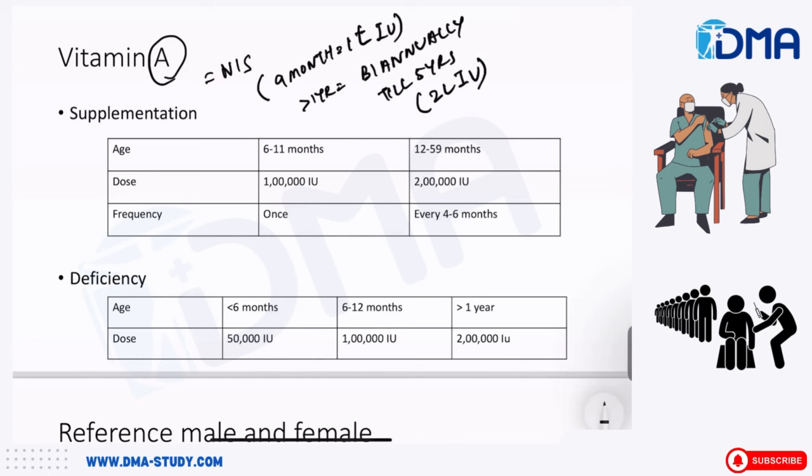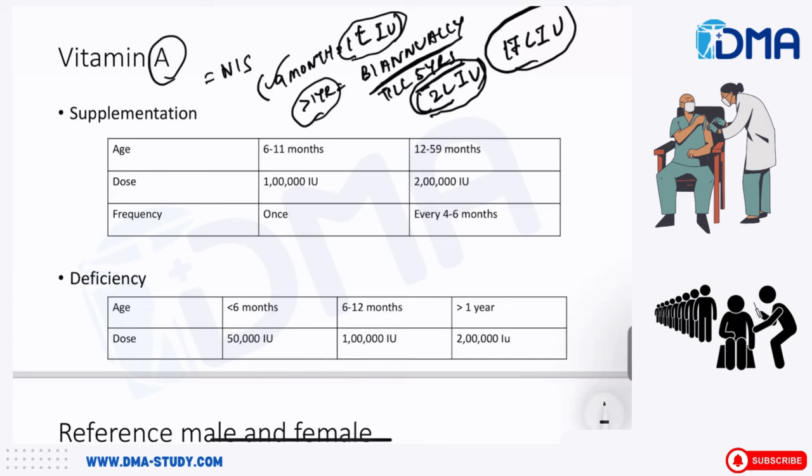So the first dose of vitamin A is given at 9 months, 1 lakh international units. After 1 year, it is given twice a year, biannually, till 5 years. How much is given? 2 lakh international units per dose is given. So totally 17 lakh international units are given till 5 years.